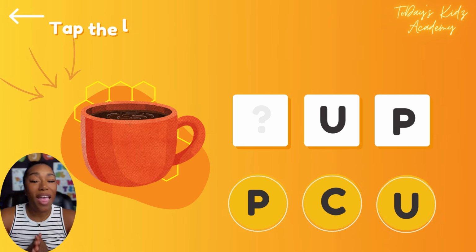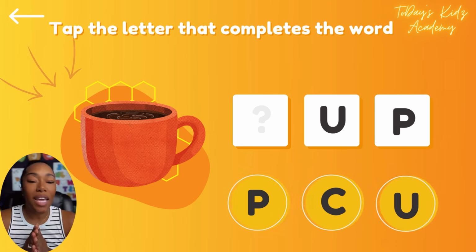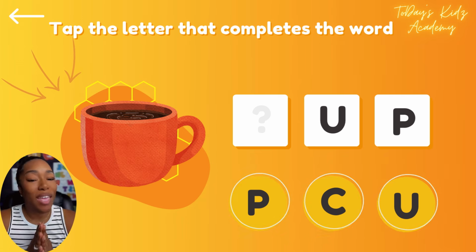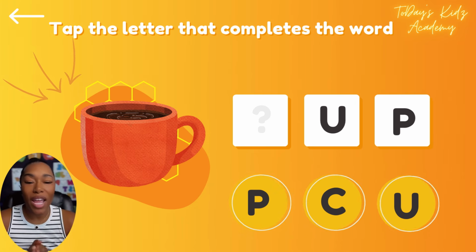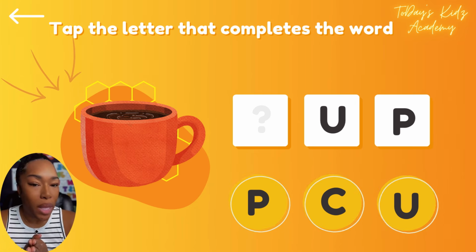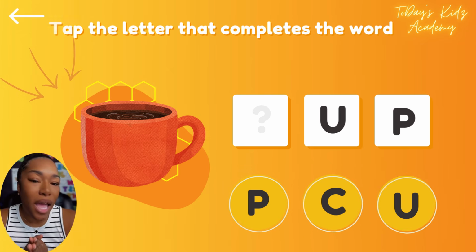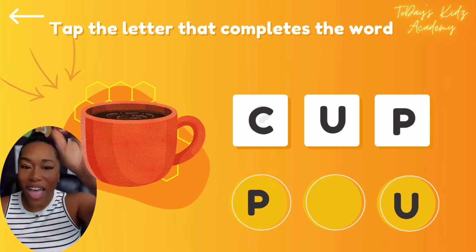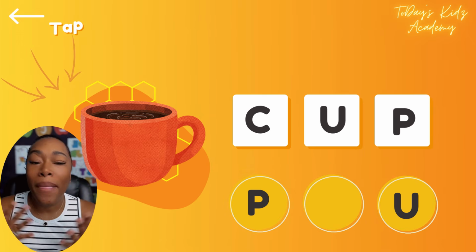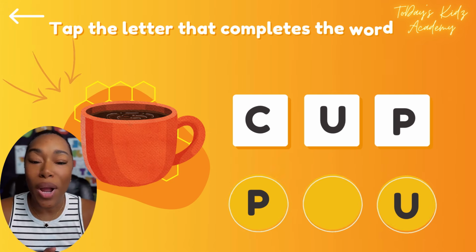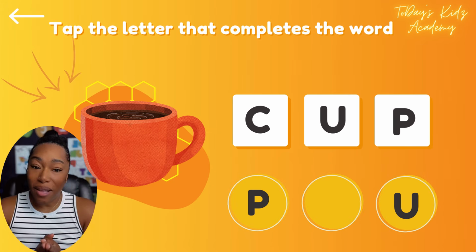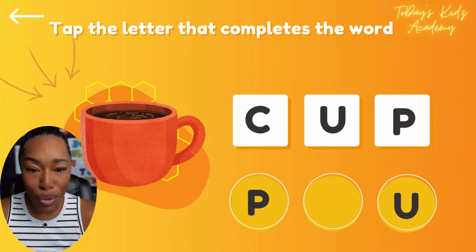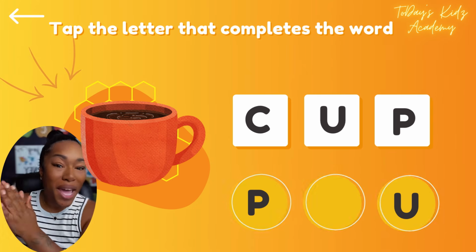Bus. The next word is cup. Cup. Tap the screen if you know the missing letter in cup. Cup. Did you pick the letter C? High five. You did awesome. Now, let's spell the word cup together. Are you ready? Cup. C-U-P. Cup.